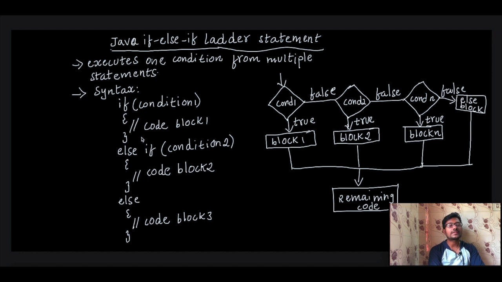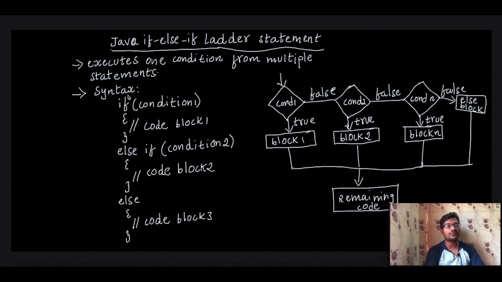Now we are going to discuss the Java if else if ladder statement. Generally in real life we regularly use if else if conditions. For example, if some condition is satisfied, then I will do this set of things. Otherwise I will check another condition. If another condition is satisfied, I will do some other set of things. In programming languages also we solve those use cases using the if else if ladder.